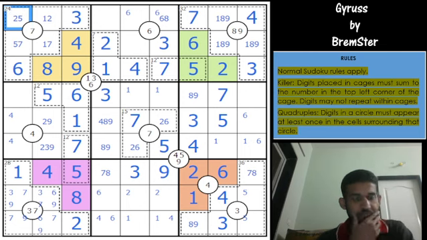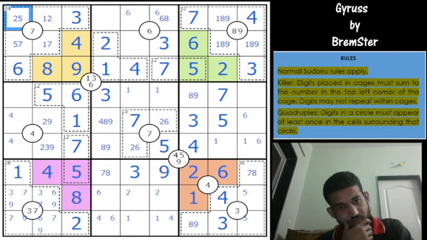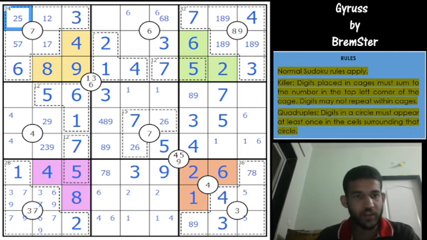Okay, 4 in this quadruple has only one option. 4 goes here because of the 4 here. And that removes the 4 from here, giving us an 8, 9 pair. So 4 in box 5 has only one option. Yes, fill like that. And 4 in row 9 can be filled.